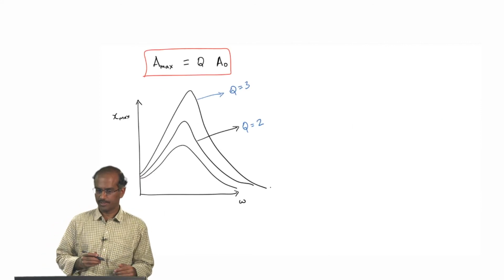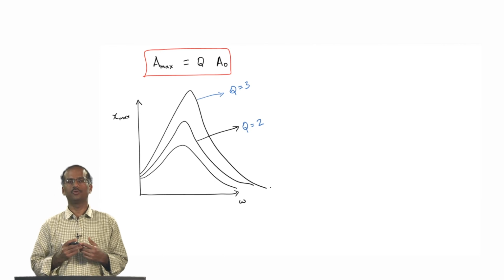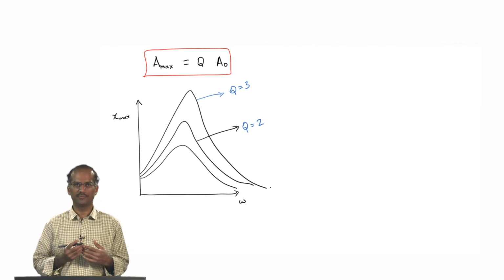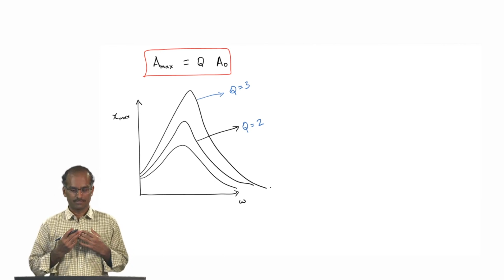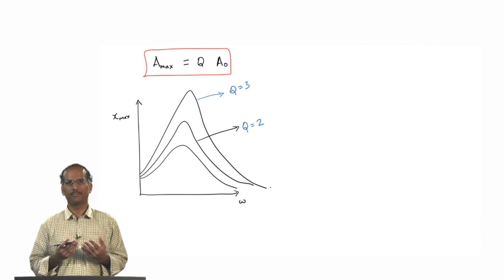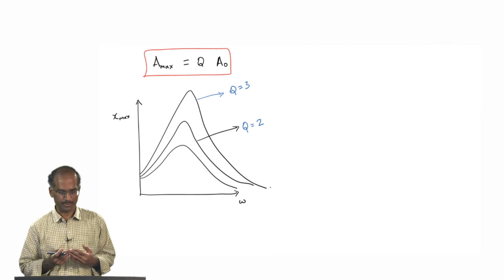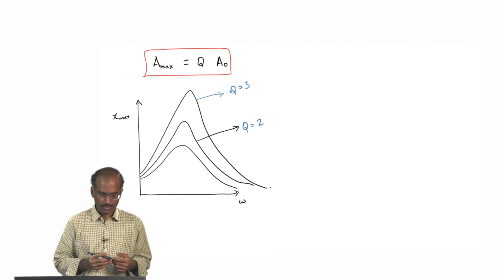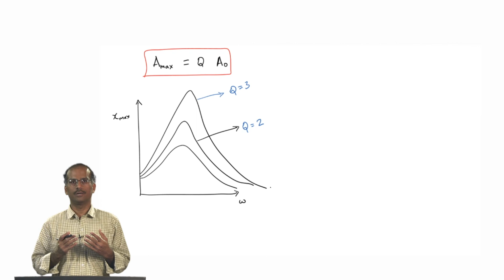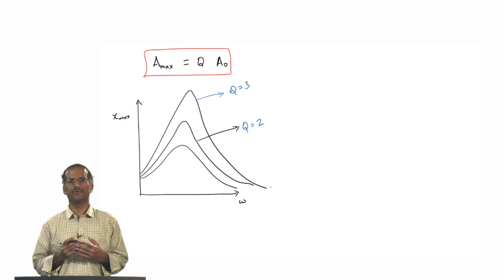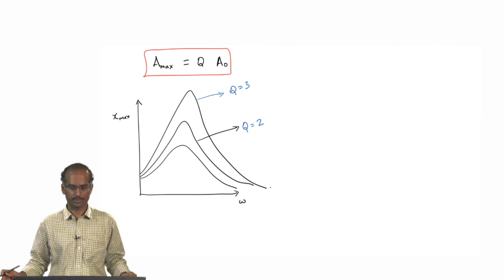And finally, we were able to show that Q factor is simply the ratio between the maximum amplitude divided by an initial amplitude. And we will see some applications of all these concepts in the next module.